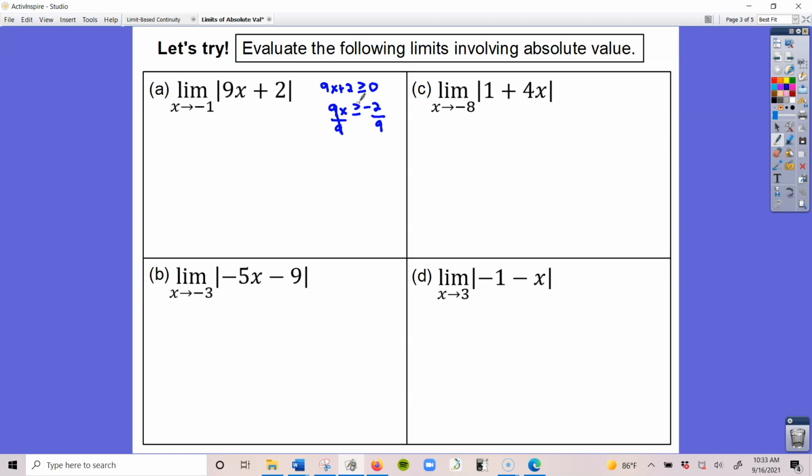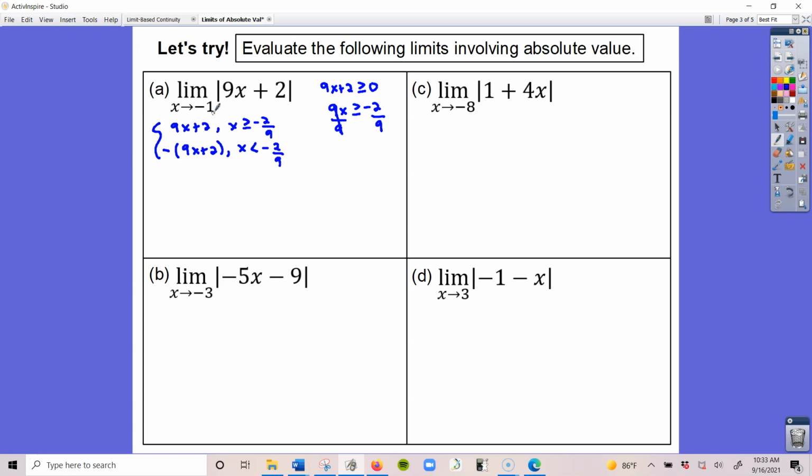So x has to be greater than or equal to -2/9 for the positive version of my absolute value. So these are my pieces. We have 9x plus 2 for when x is greater than or equal to -2/9, and then we have negative 9x minus 2. And now we switch the inequality symbol, so x is less than -2/9.